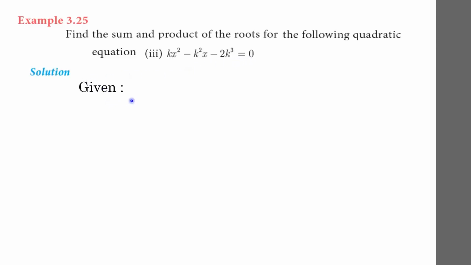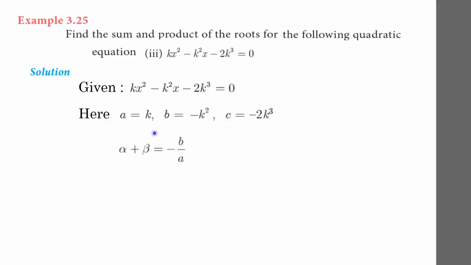First you have to write the given data, that is kx square minus k square into x minus 2k cube equal to 0. Next you have to write the coefficient of x square term as a, that is a equal to k. Then the coefficient of x term as b, that is b equal to minus k square. And the constant term means the term without the variable x. So the term without x is what we call the constant term. So the constant term here is minus 2k cube.